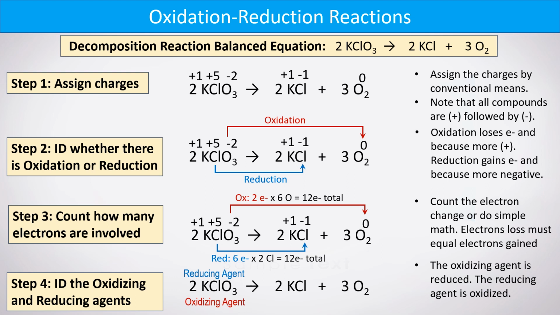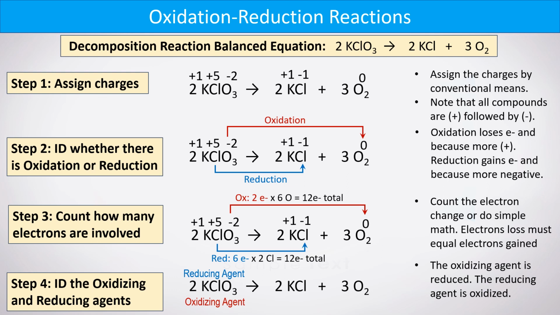So an oxidation occurred from oxygen on the left side in the reactant to oxygen on the product side. It went from a -2 to a 0. It became more positive, therefore it is oxidized. Chlorine on the left side in the reactant had a +5, and it went to a -1, therefore it was reduced. It underwent reduction because it became more negative. It gained electrons. Oxygen on the reactant side lost electrons.